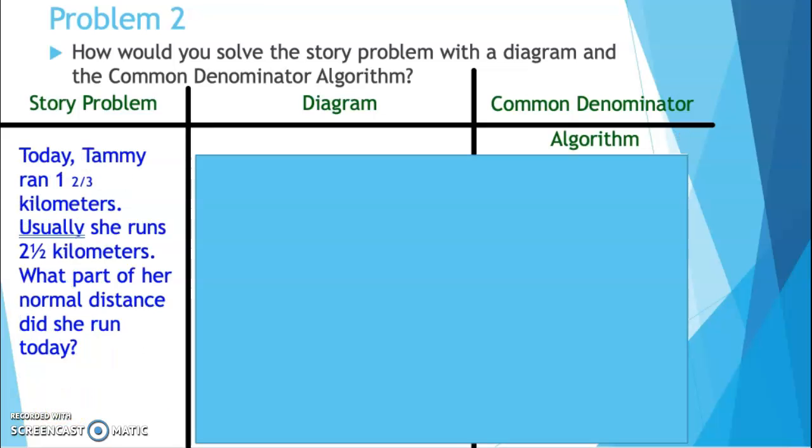Last one. Oh, I'm sorry. This should say problem 4. Okay, same left to right. Story, problem, diagram, common denominator, algorithm. Today, Tammy ran 1 2/3 kilometers. Usually she runs 2 1/2 kilometers. What part of her normal distance did she run today?